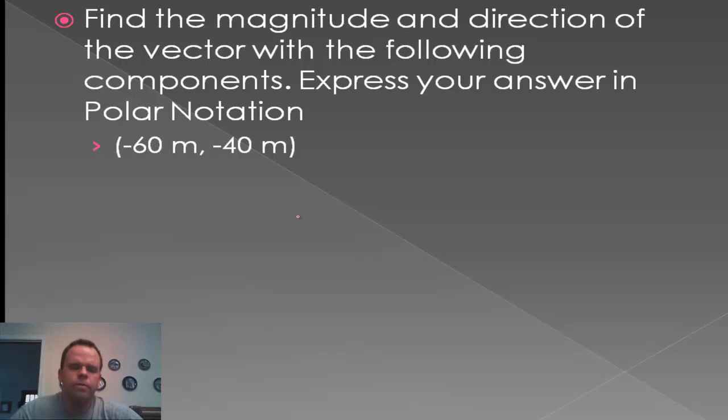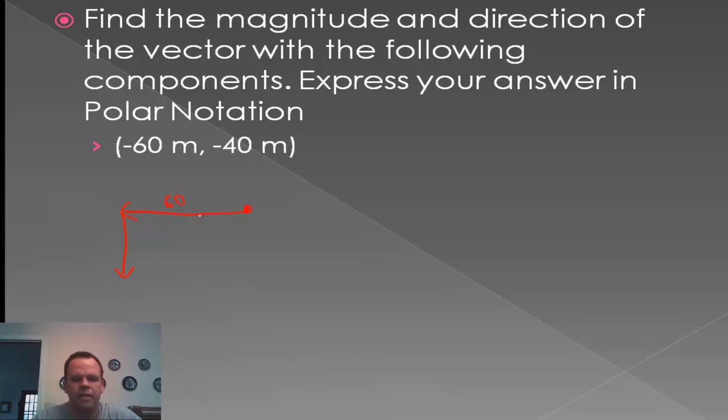In the second set of examples, we're going to look at converting from rectangular notation back to polar notation. Once again, it is best to draw this out so that you can clearly see exactly what you're doing, and then we'll use the trigonometry equations to solve for our answers. In this case, we have negative 60, so we're going to be going to the left 60, 40 down.